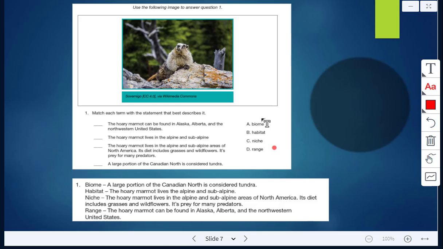All right, so matching these terms here, the biome is going to represent this tundra statement: a large portion of the Canadian North is considered tundra. Habitat would be that the hoary marmot lives in the alpine and subalpine. The niche includes all of the roles, so it lives in the alpine and subalpine areas of North America, its diet is grasses and wildflowers, and it's also a prey for many predators. That is the role, so that would be its niche. And then the last one, the range, is that the marmot can be found in Alaska, Alberta, and the northwestern United States.